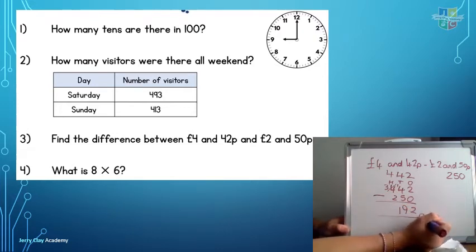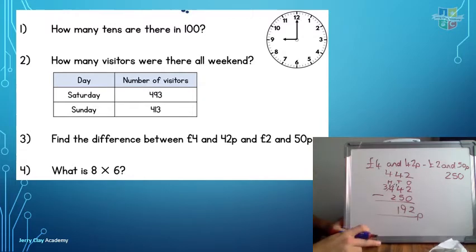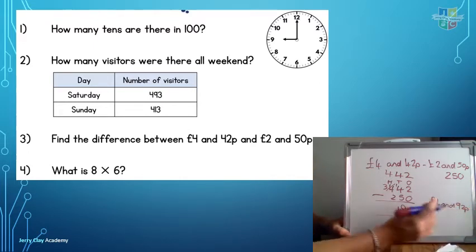So it's 192 pence. But if we were to convert that back into pounds and pence, I know in a £1 there is 100 pence. So I'm going to have £1 because I've got 100 pence there, and I've got 92 pence remaining.